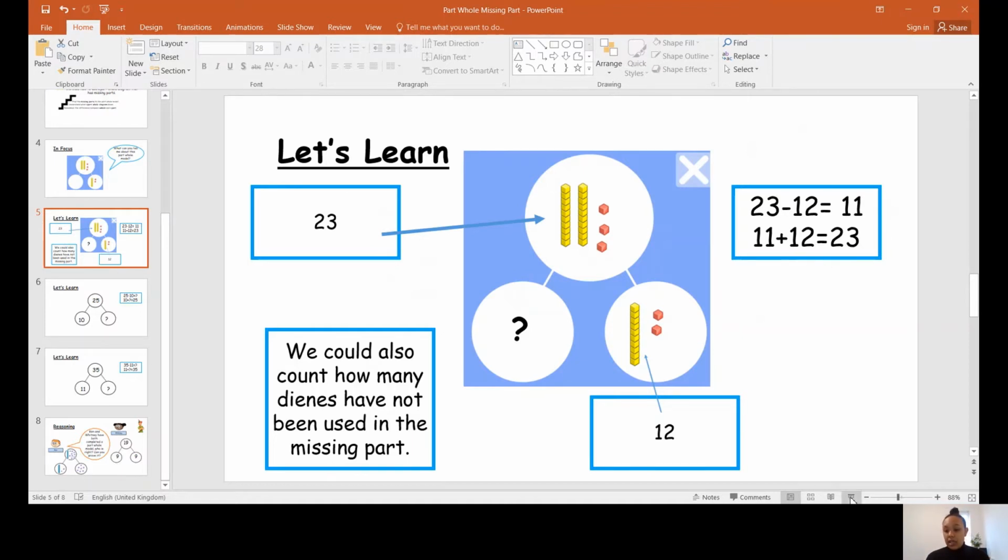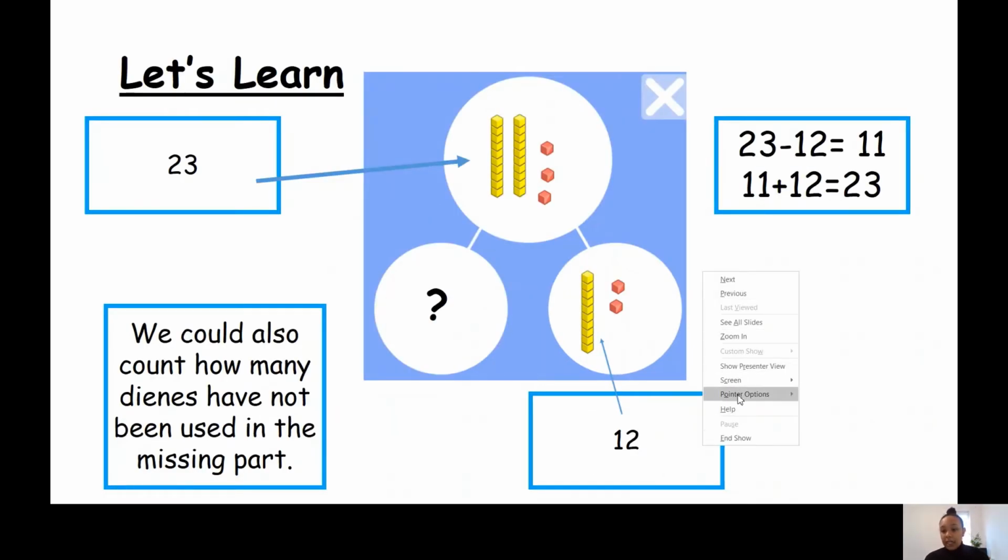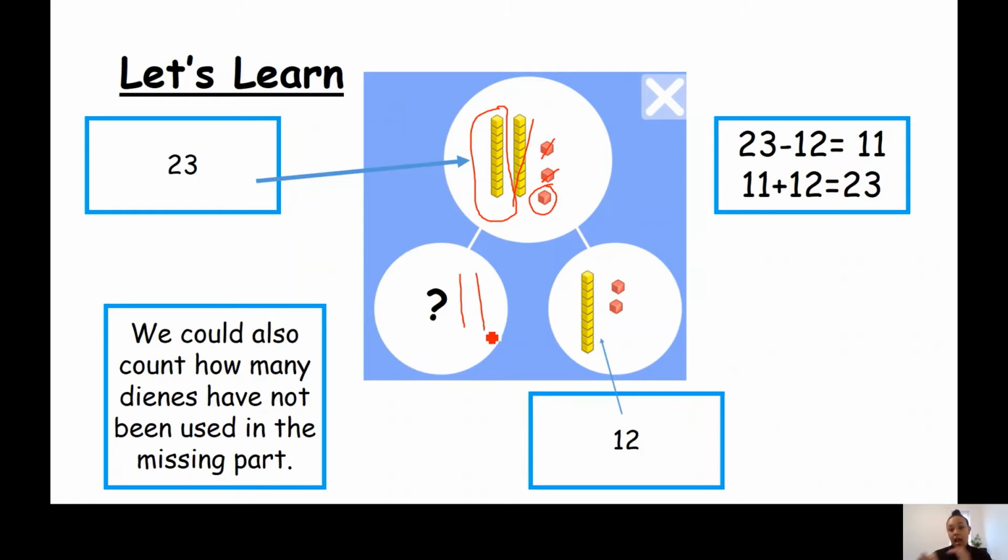Another way that we can do this is to have a look at the digits that have been used in the whole and one of those parts. So I know that down here I've already used one 10, and I know that two 1s have already been used, so I can cross those out. What's left in my whole is one 10 and one 1, and that we know is 11. That would suggest to me that those left over that haven't been used in one of those parts go in the other part.